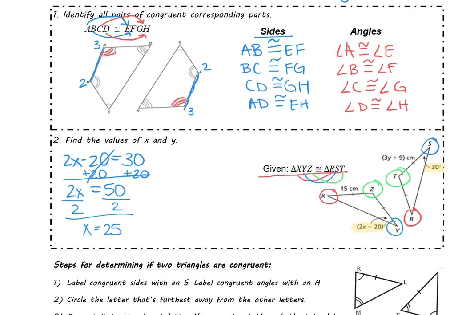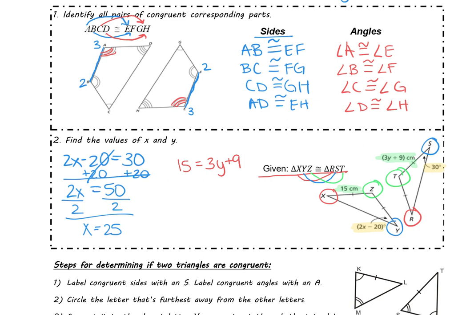All right, the other part, they want y. So we're going to go back, look at our shapes, figure out where y is. Here's 3y plus 9. And if you notice right next to it, it's got a tick mark. So any other side that has a tick mark on either one of the shapes is going to be matching up. So here's our matching information on the other shape. It says 15. So again, we're going to go ahead and set these equal to each other because they are congruent parts. So we can do 15 equals 3y plus 9.